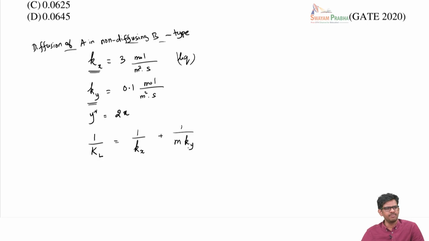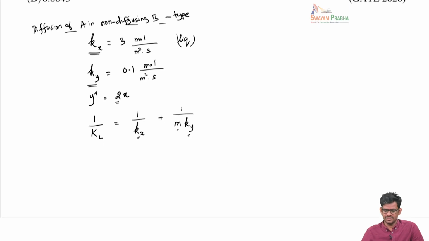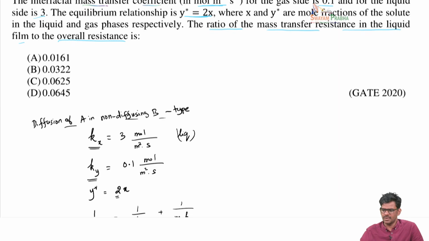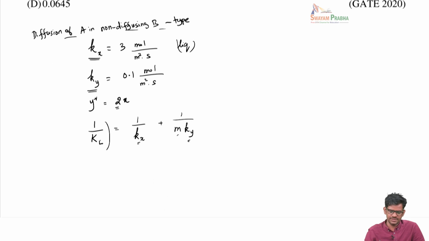Here we have used M prime, M double prime, but that's only for cases where the equilibrium line is curved with different slopes. This problem is much simpler, with equal slope across the range of concentration. So M prime and M double prime are actually equal. So I'm going to use just M, and the value of M is 2. Kx is known, M is known, Ky is also known. So we can just substitute and then get KL. Now the question asked here is, what is the ratio of mass transfer resistance in the liquid film to the overall resistance? So this is basically the overall resistance.